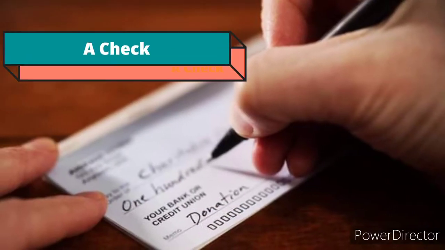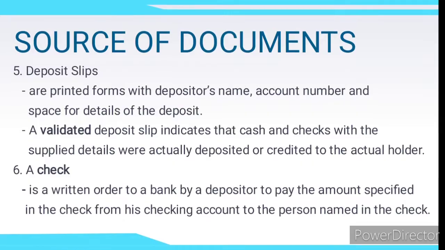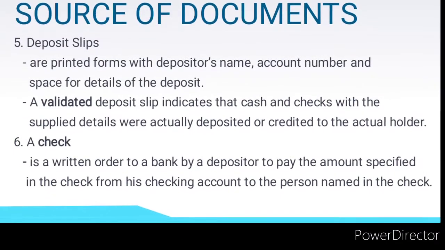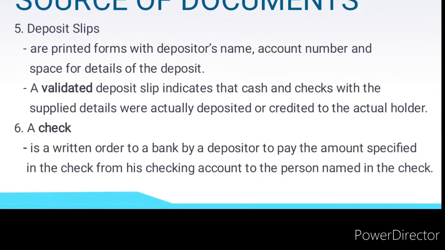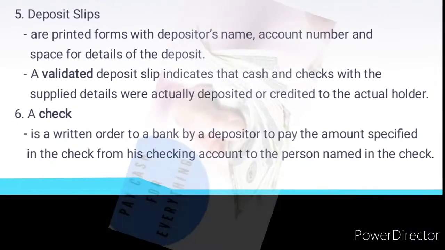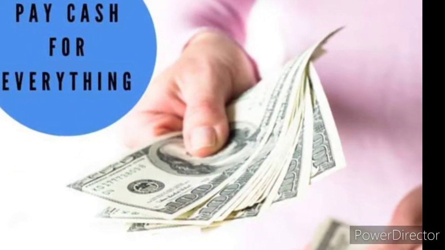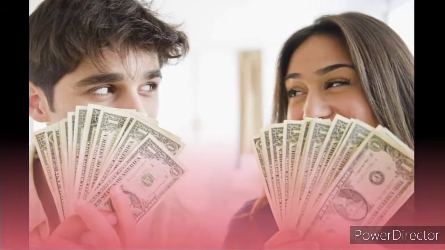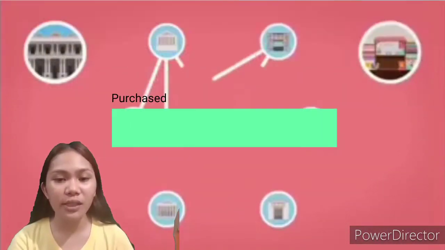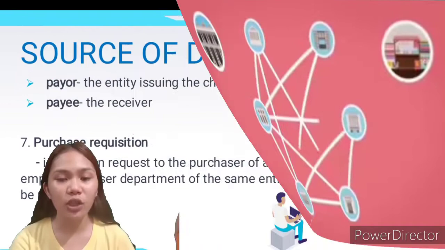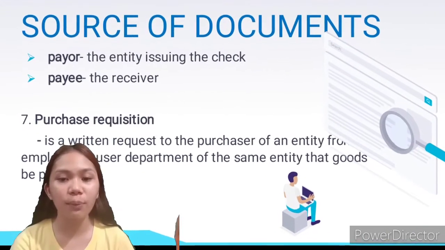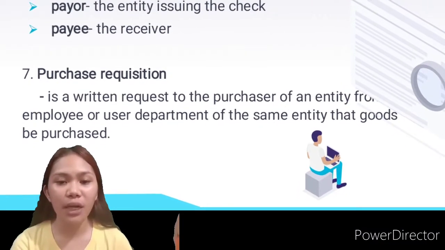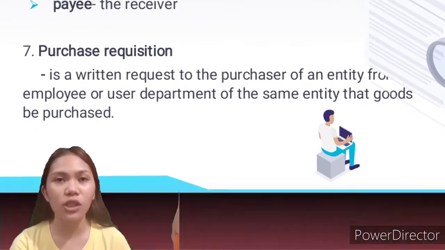Number 6, a check. A check is a written order to a bank by a depositor to pay the amount specified in the check from his checking account to the person named in the check. The payor is the entity issuing the check. The payee is the receiver. Number 7, purchase requisition. A purchase requisition is a written request to the purchaser of an entity from the employee or user department of the same entity that goods be purchased.